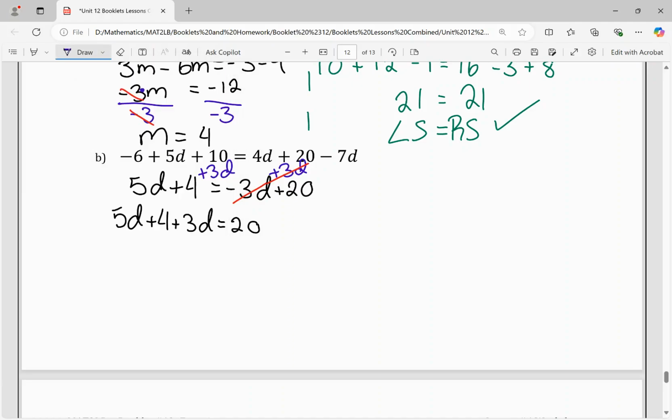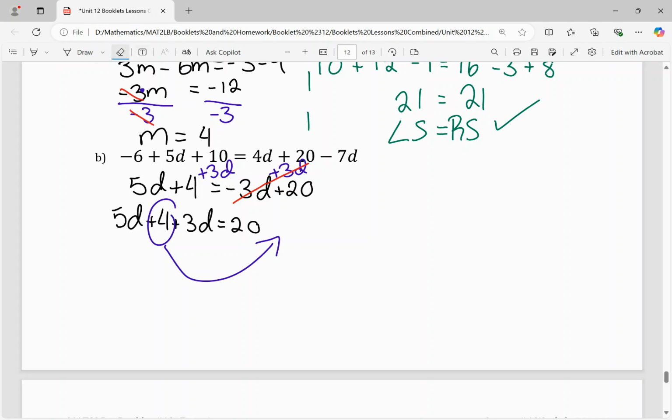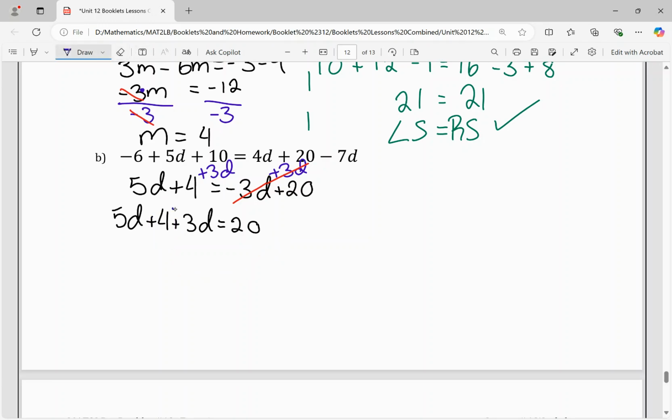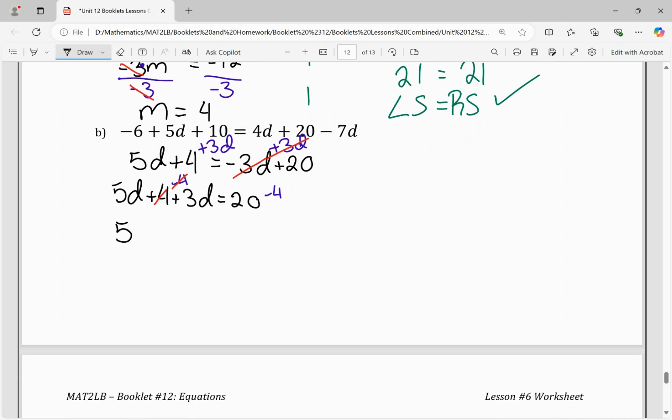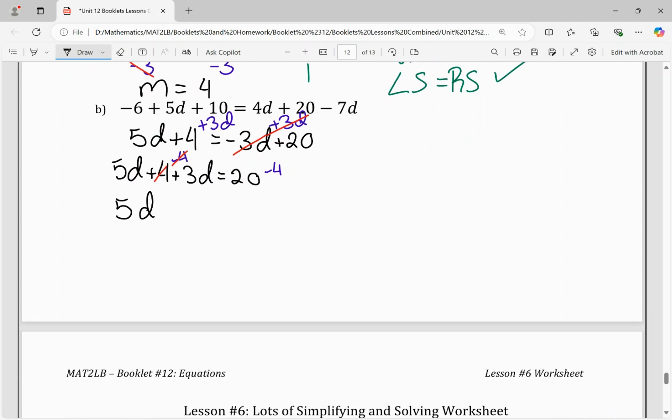Great. Our next step is to take everything without a variable, meaning the 4, and move it to the right. So using opposite operations, the opposite of adding 4 is subtracting 4. So I'm going to subtract 4 from both sides, and that is going to cancel out these two 4s, leaving me with 5d plus 3d is equal to 20 minus 4.